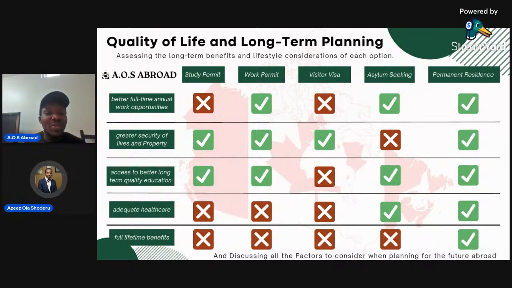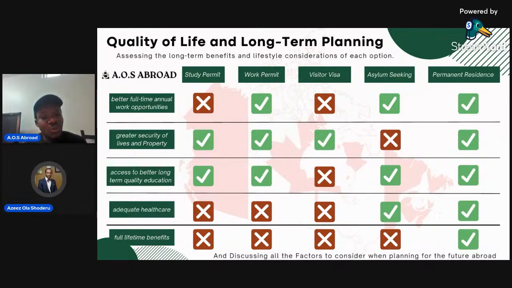Now, access to better long-term quality education. Of course, Canadian colleges, polytechnics, and universities have a very good quality education. Adequate healthcare. You would most likely have to get your own healthcare insurance because the insurance system in Canada as a whole may not cover completely what you actually need as an international student when you land. And full lifetime benefits. You understand, like the social services that Canada provides to its citizenry.